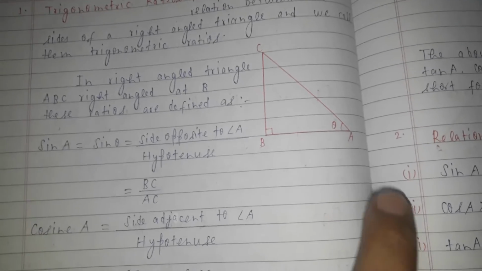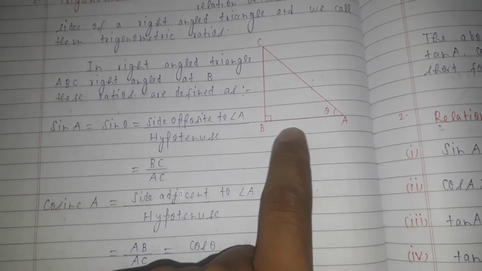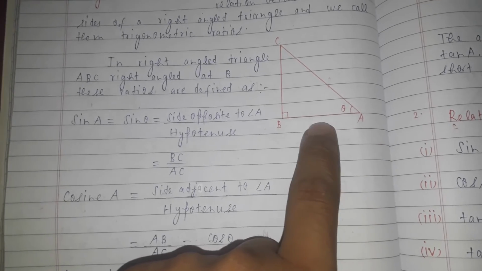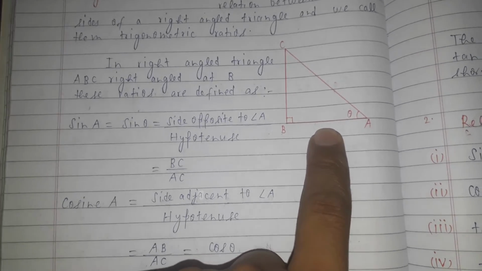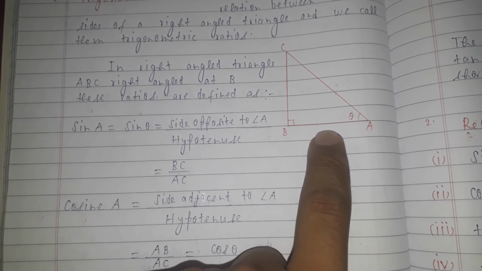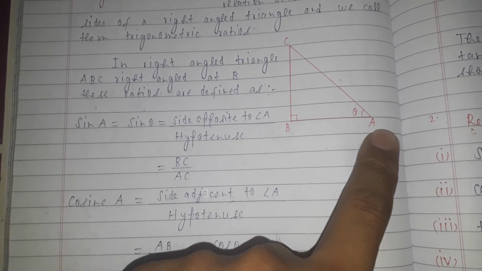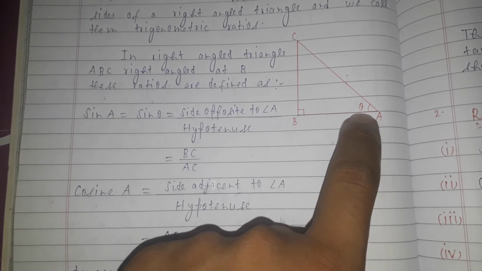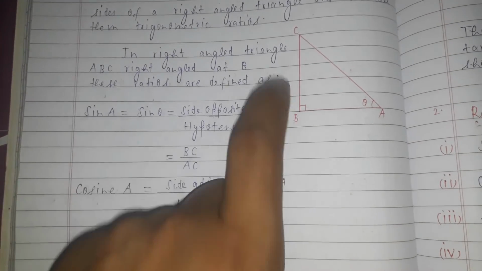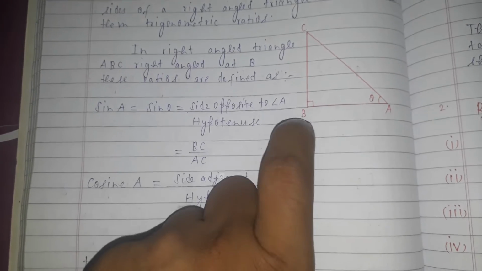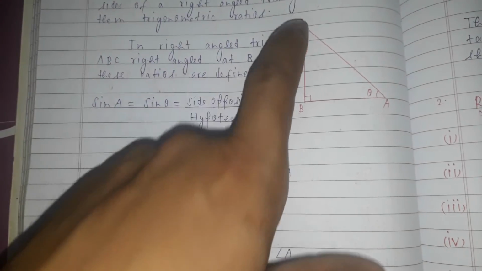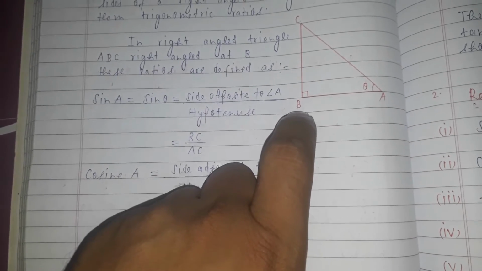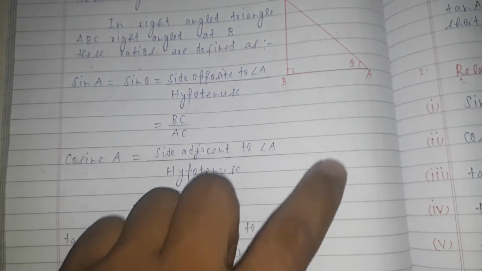I would like to inform one more thing. Never learn these relations through perpendicular and base because perpendicular and base exchange each other when angle will change. For example, if we are taking angle A, BC is perpendicular and AB is base. If you are taking angle C, then AB is perpendicular and BC is base.